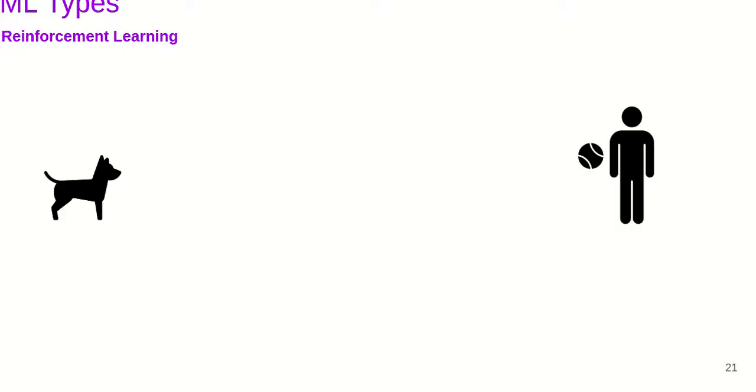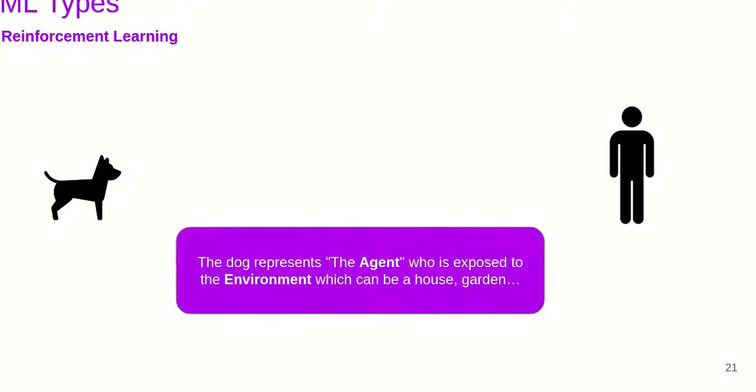The basic example people use to explain reinforcement learning is when you try to teach your dog to do a trick, let's say to fetch the ball. So we throw the ball towards the dog so the dog can get it. In this context, the dog is called an agent, and this agent is exposed to an environment. This environment can be the house, the garden, etc.